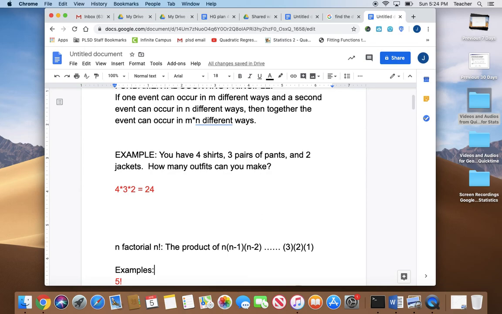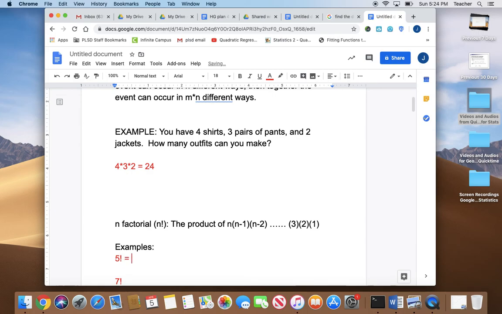Now, there is a notation that we're going to see in factorial, and n factorial, put this in parentheses for you, it's n with an exclamation point next to it, and anytime you see that, it means the product of n times n minus 1 times n minus 2, and you keep going all the way down to times 3 times 2 times 1. So, for example, if I wanted 5 factorial, that's the same as 5 times 4 times 3 times 2 times 1. And so 5 factorial would be equal to 120.